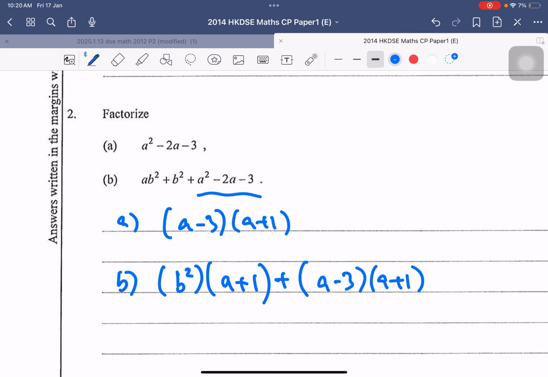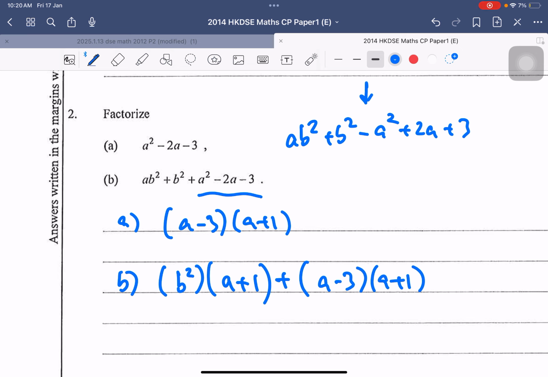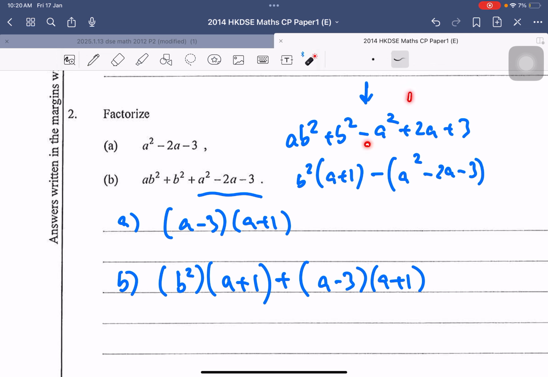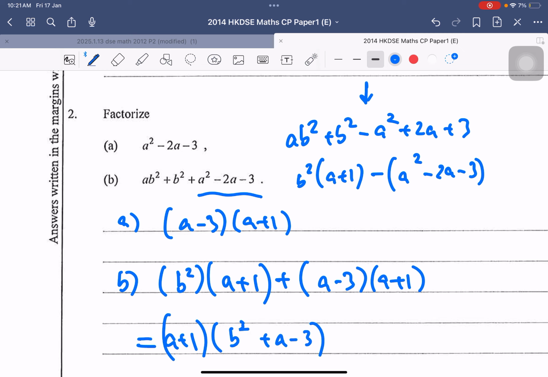Is this okay? So this time the question becomes ab squared plus b squared minus a squared plus 2a plus 3. What's the first step you need to do? If this is the negative, what's the first step you need to do? Take it out. You take out the negative, so it's b squared times a plus 1 minus, then you change the sign of it. Okay, when you take out the negative, Savannah, you need to change the sign here as well. Okay, understand? So now we can take out the a plus 1 here. So it's equal to a plus 1 times b squared plus a minus 3.